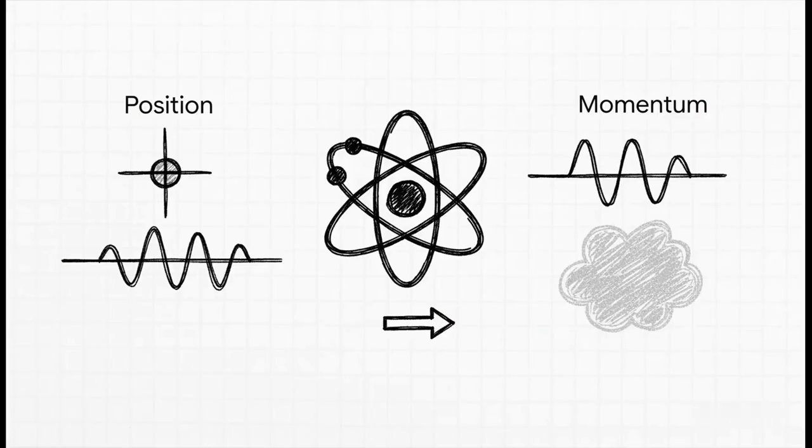And here is the truly mind-bending part. This isn't because our measuring tools aren't good enough. This is a fundamental law of the universe. In quantum physics, this exact same mathematical trade-off between a particle's position, like when it is, and its momentum, which is related to its frequency, is the famous Heisenberg uncertainty principle. It's not just a cute analogy. It comes from the exact same math.